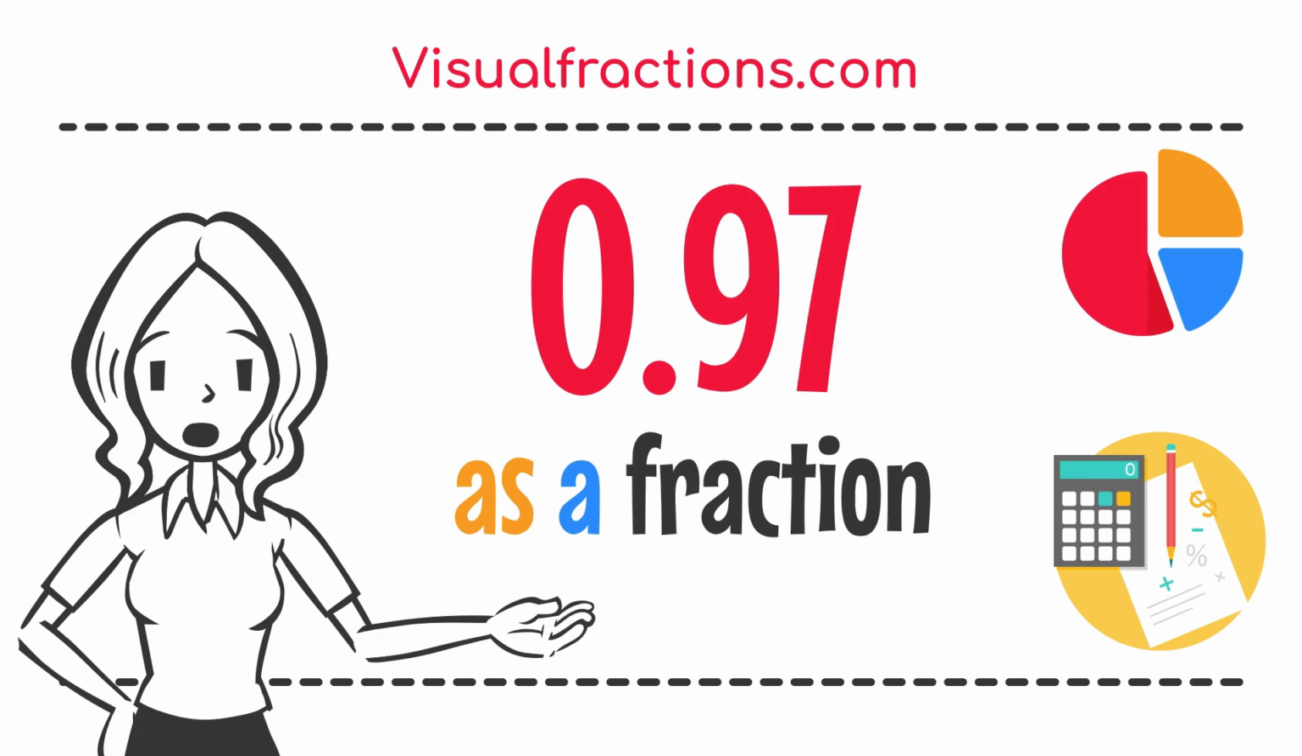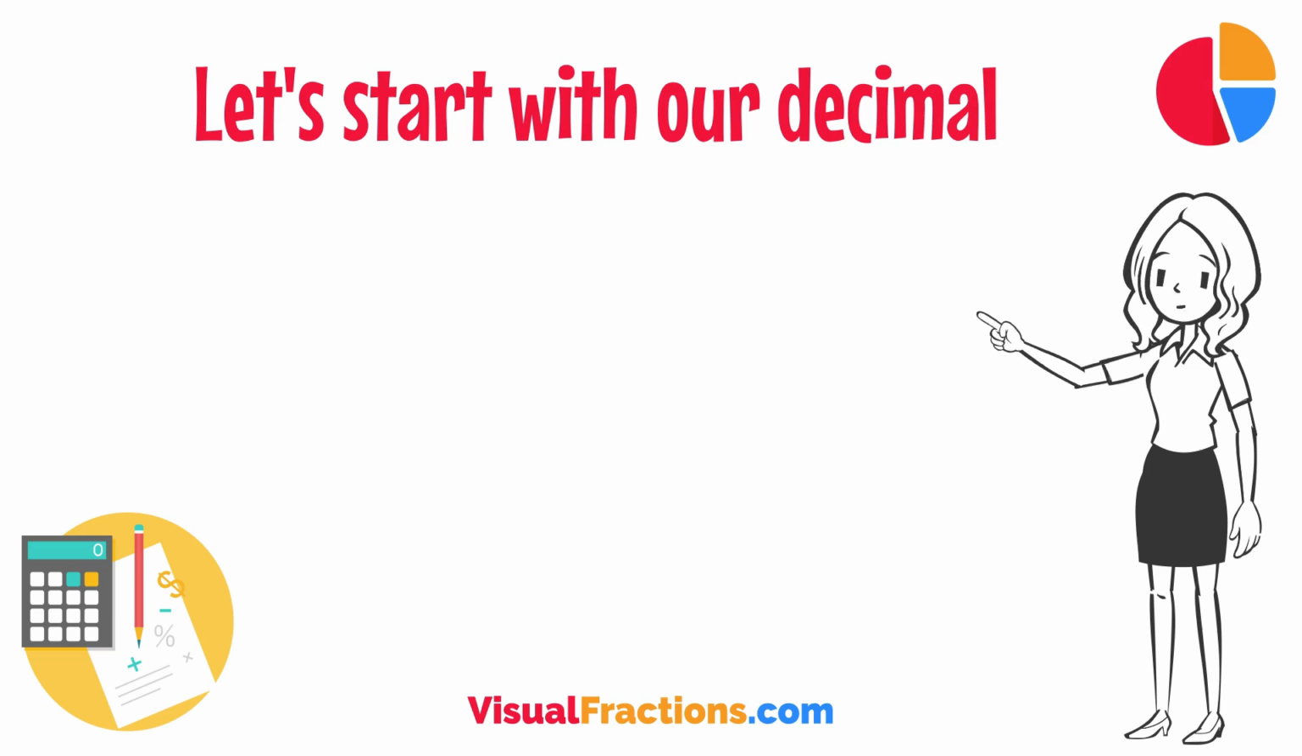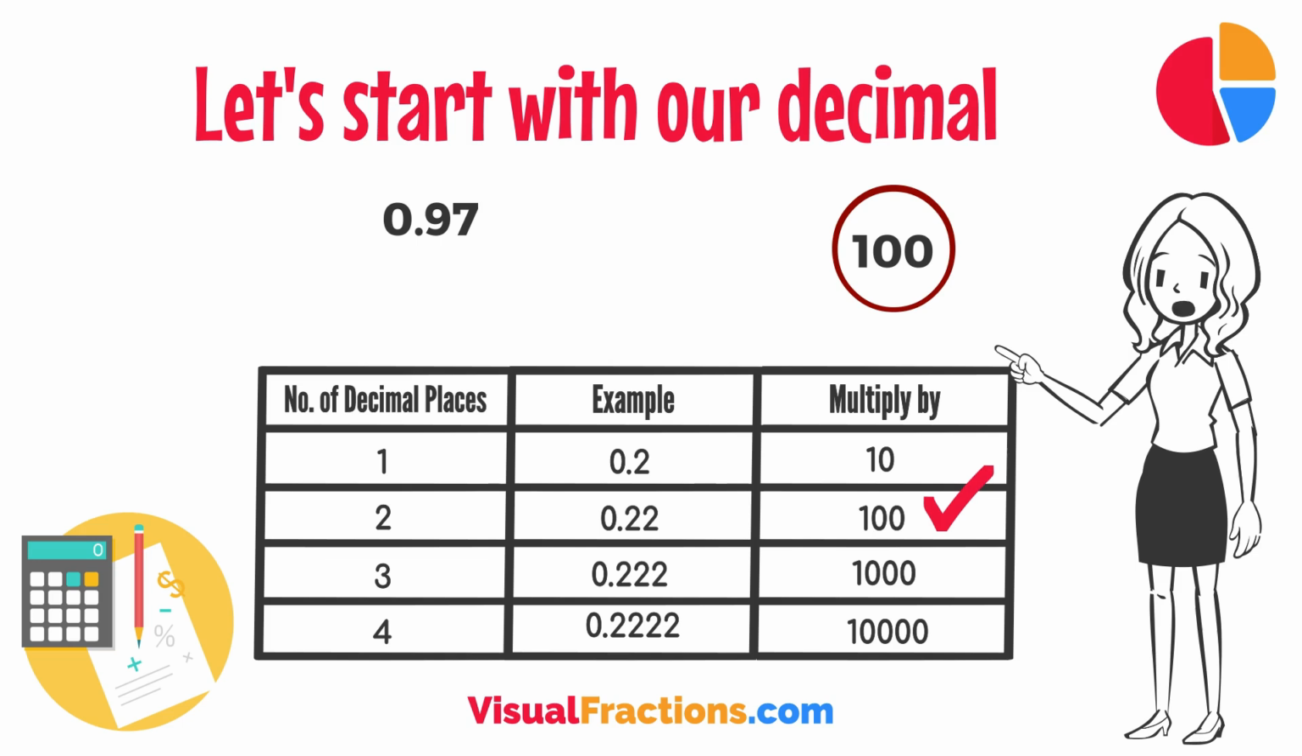Welcome to Visual Fractions. Today, we're diving into how to convert the decimal 0.97 into a fraction. Let's start with our decimal, 0.97. Notice there are two digits to the right of the decimal. This places it in the hundredths position.